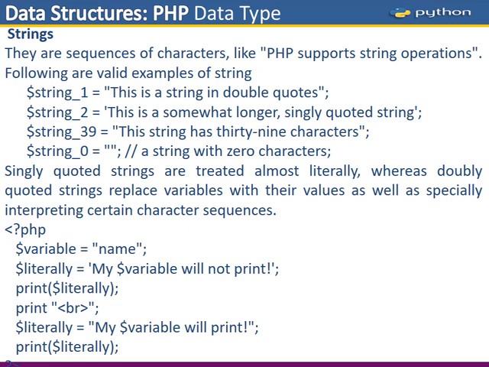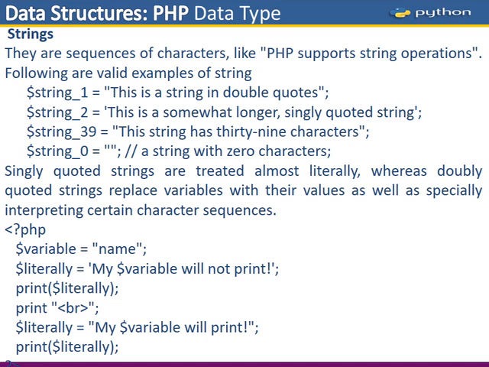So we have the single quote and we have the double quote. This string has 39 characters, and we have the 0 character, a string with 0 characters that is empty. Singly quoted strings are treated almost literally, whereas double quoted strings replace variables with their value, as well as specifically interpreting certain character sequences.